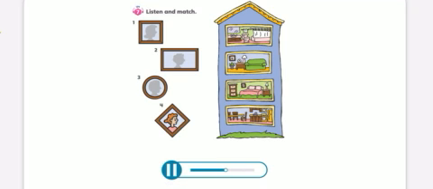Number 3. Where's your father? He's in the kitchen. Okay, where's your father? He's in the kitchen. He is in the kitchen. Match number 3 with room number 4, the kitchen.